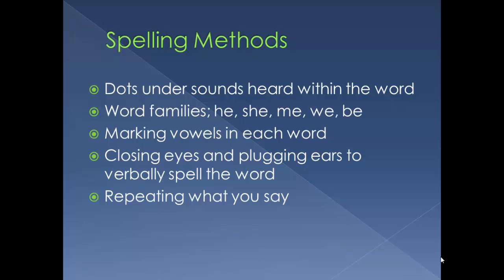Another spelling method is marking vowels in each word. Here they are able to pinpoint which ones are the vowels and which ones are the consonants. Another spelling method is for the student to close their eyes and plug their ears and verbally spell the word. And the last way is that they can repeat what you say. Through repetition, it is easier to understand and grasp knowledge.